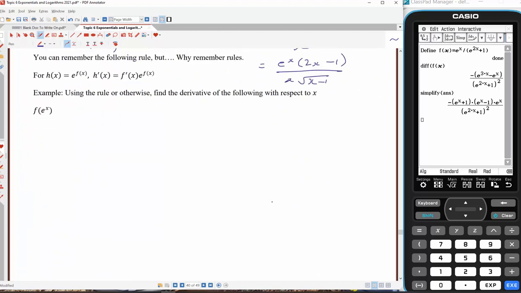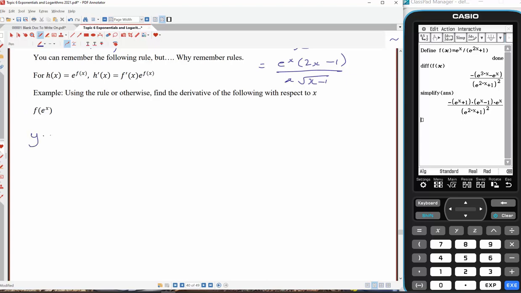Alright, you can remember the following rule, but why remember rules? If h(x) equals e^(f(x)), then h'(x) will be f'(x) multiplied by e^(f(x)). I've never even heard of that rule, but anyway, there's a common way I do these ones where we've got a function inside a function and we don't know what one of the functions is.